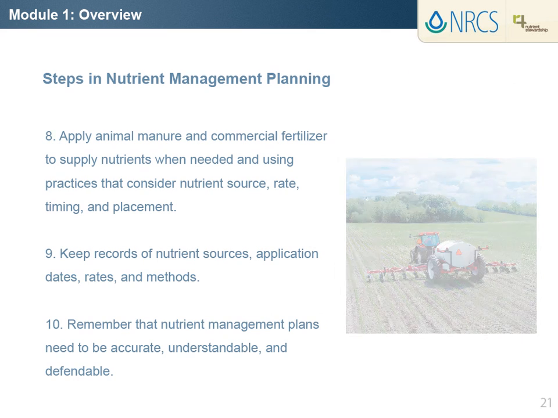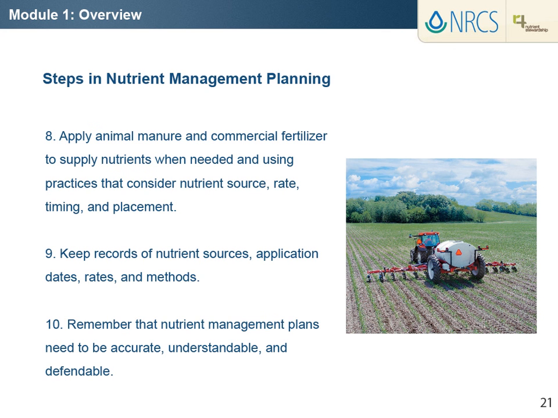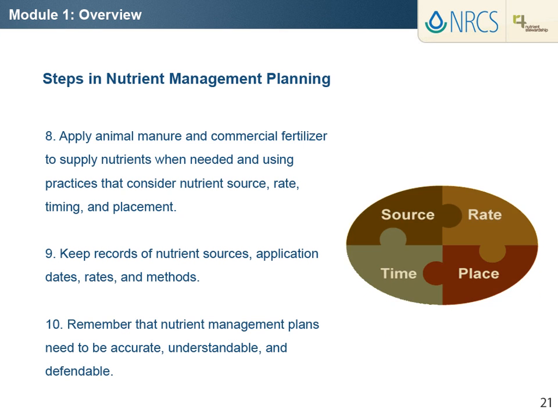Apply animal manures and commercial fertilizers to supply nutrients when needed, using practices that ensure high use efficiency. Consider interactions between practices and allocate nutrients in accordance with the 4R concept of right source, right rate, right timing, and right placement to optimize yield and to improve site-specific nutrient management and nutrient use efficiency.